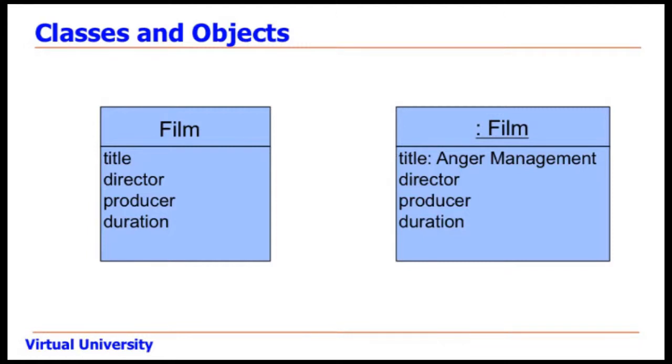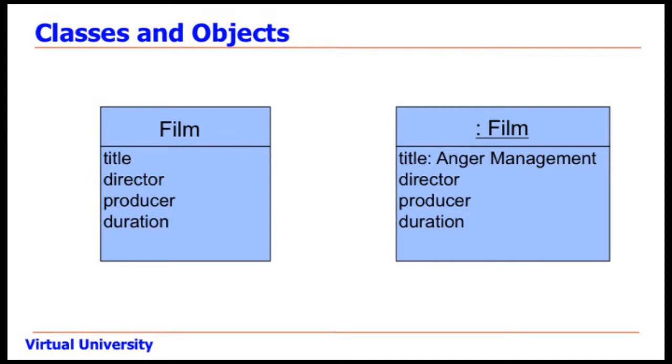A film has a director, or possibly more than one named director. It has a producer or a number of producers. It has a fixed duration, only one value of that, and it has a number of famous actors that appeared in it. So an instance of a film is an object.